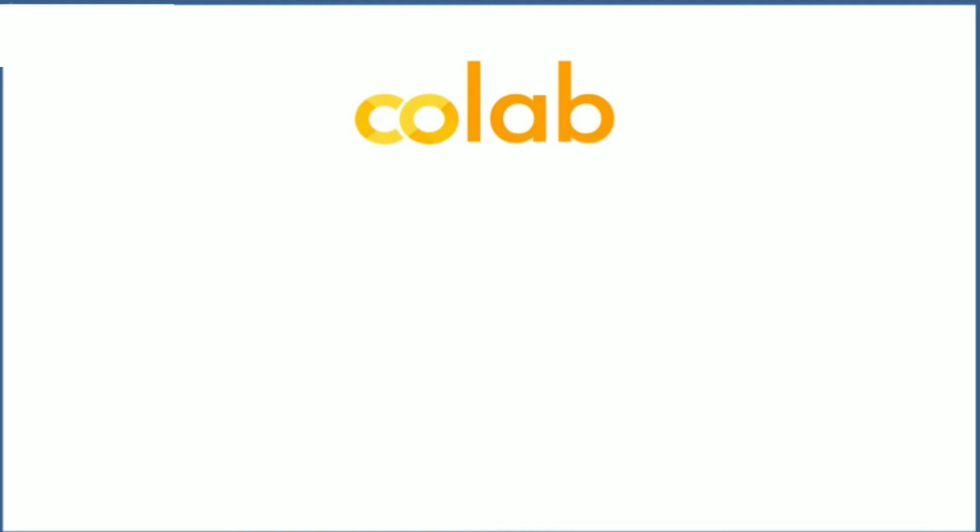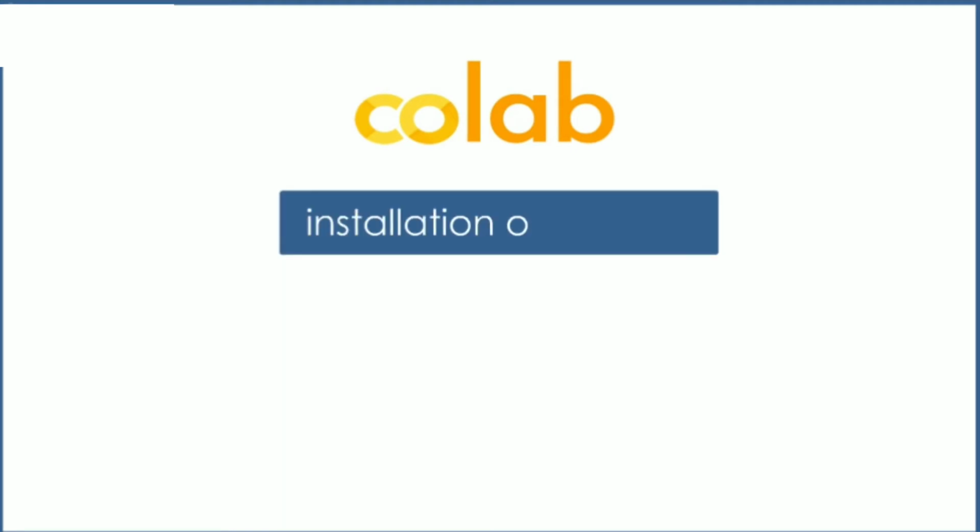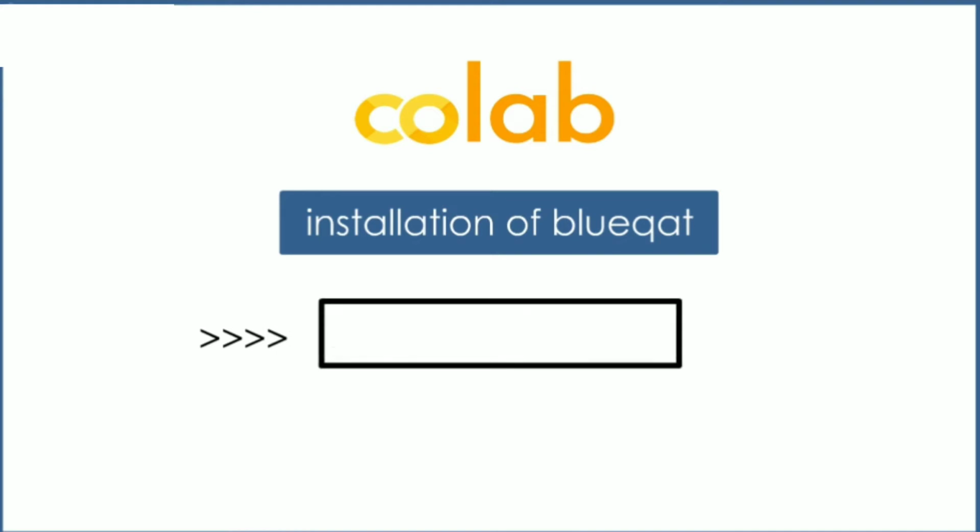We'll be doing all the codings in Google Colab. First of all, let us install Blueqat. To install Blueqat, type the code !pip install Blueqat. We have already done this in the previous videos. Now let's go on to the next topic.